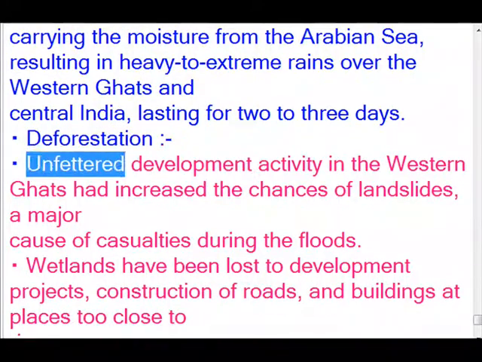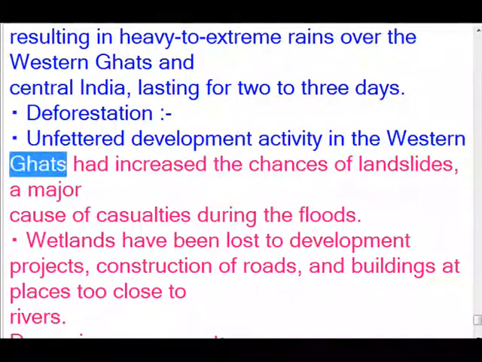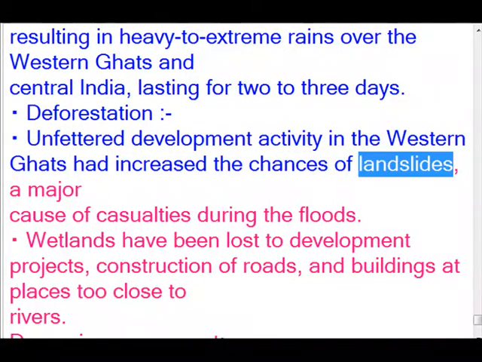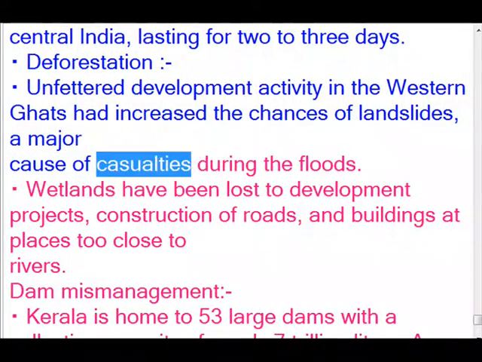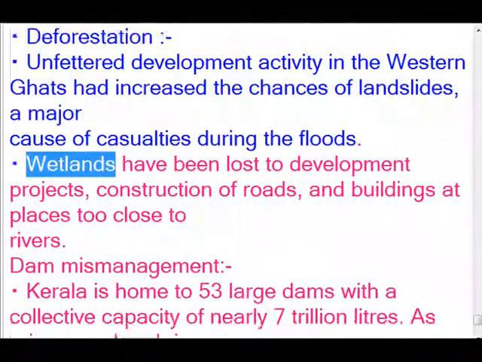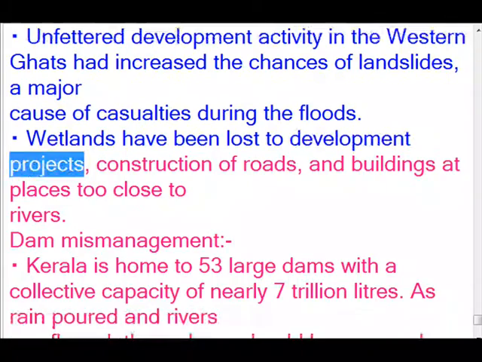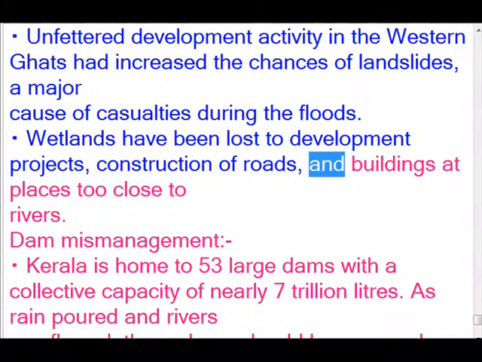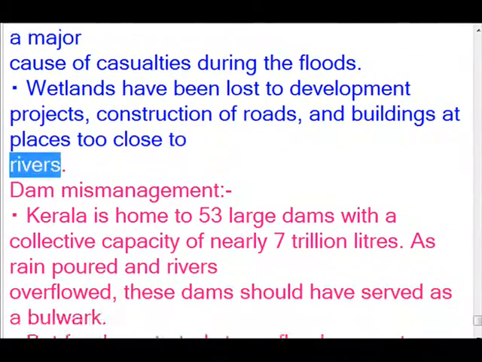Deforestation. Unfettered development activity in the Western Ghats had increased the chances of landslides, a major cause of casualties during the floods. Wetlands have been lost to development projects, construction of roads, and buildings at places too close to rivers.